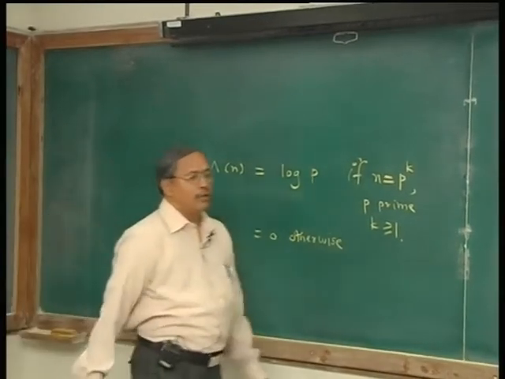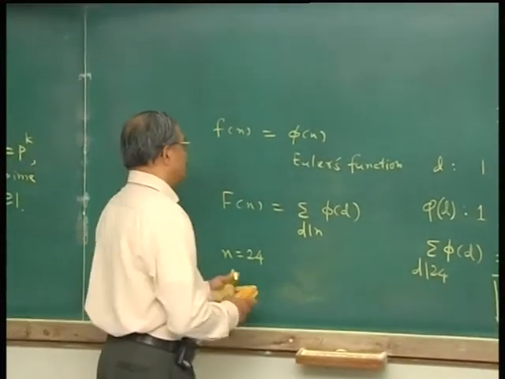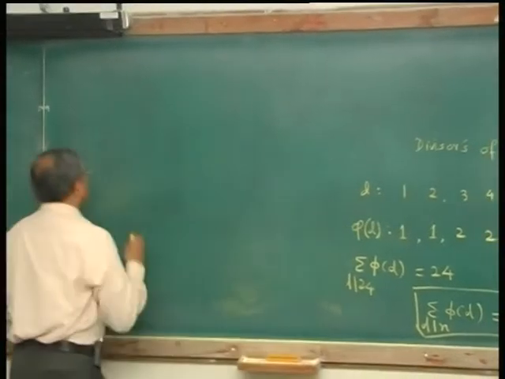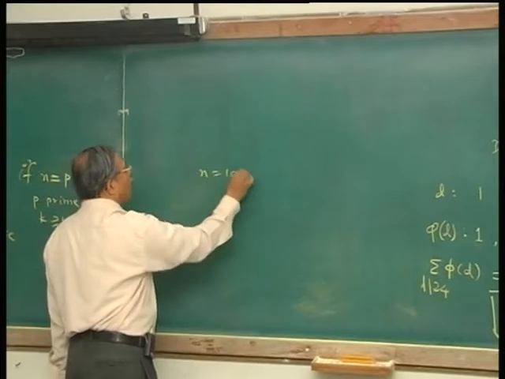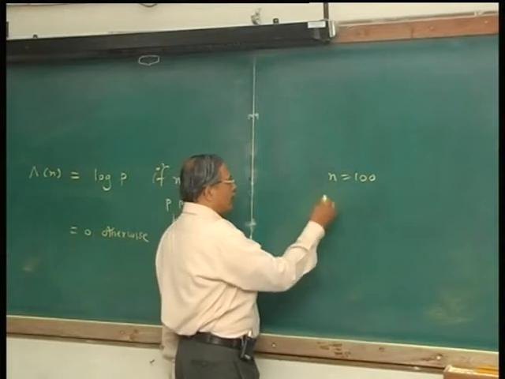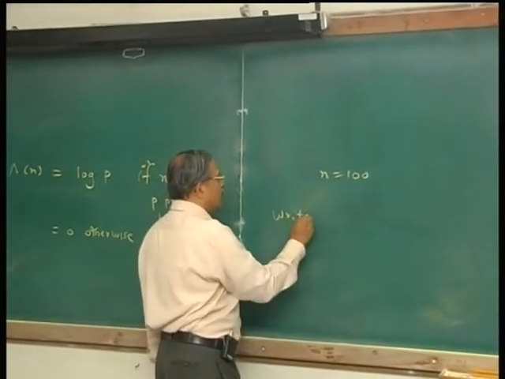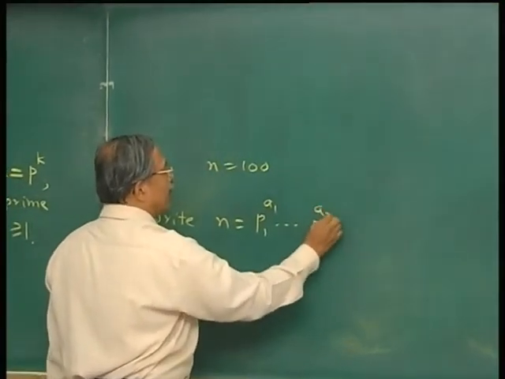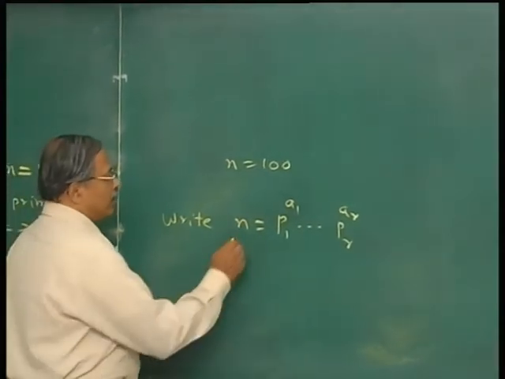We will now see how we calculate values of some of these functions. For example, the function d of n, number of divisors of n. So given a number like n equal to 100, how many divisors does this number have? We do it like this. The prime factorization of this number is important. So write n equal to p1 raised to a1 etc. pr raised to ar. This is the canonical factorization of the number n.